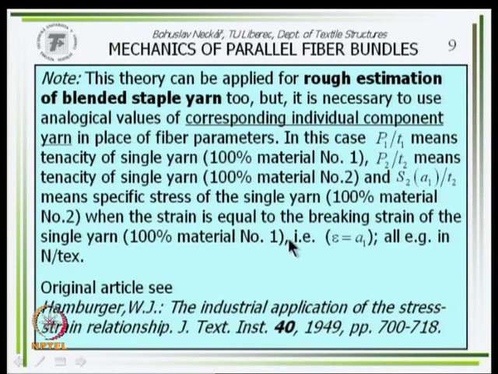When the strain is equal to the breaking strain of the single yarn from 100% of material number 1, epsilon is A1, or for example in Newton per tex. So similarly, as on the position of earlier tenacities and breaking elongations of fibers, we use analogical quantities from the yarns.